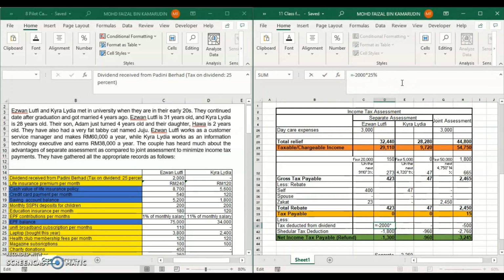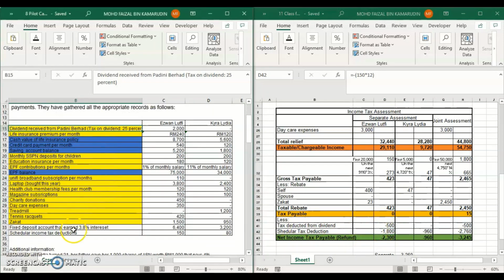Allow me to play a little bit with my Excel, so don't get confused. For the scheduled tax deduction, he is paying about 150 per month. So 150 times 12, then you get 1,800. Same goes to Kaira. She's paying about 80 ringgit per month, so then 960 annually. These two you just add, and then you get 2,760.